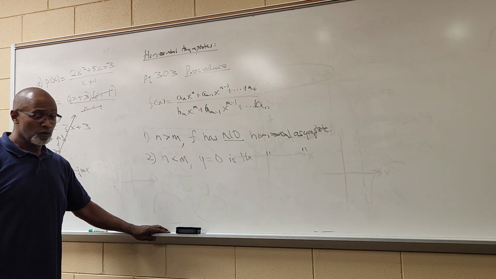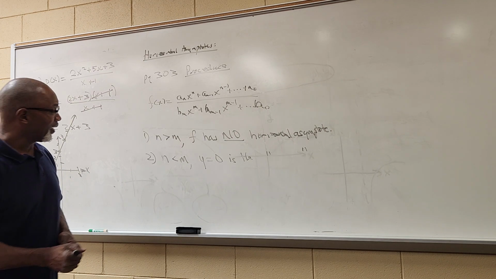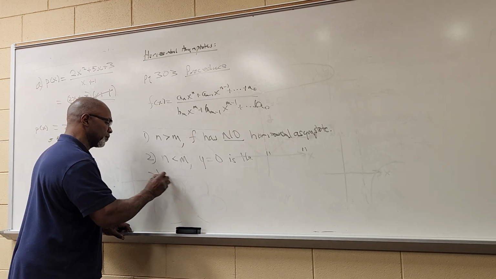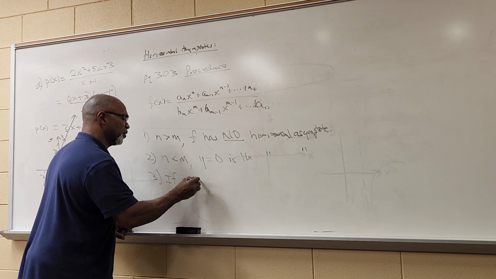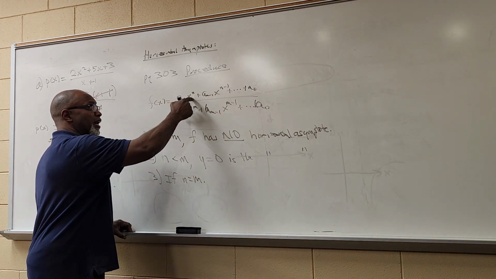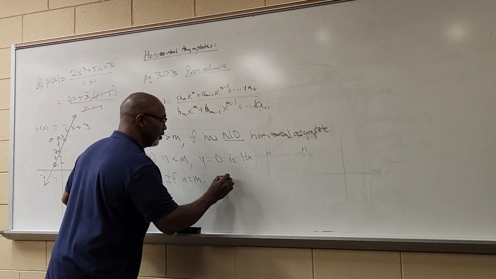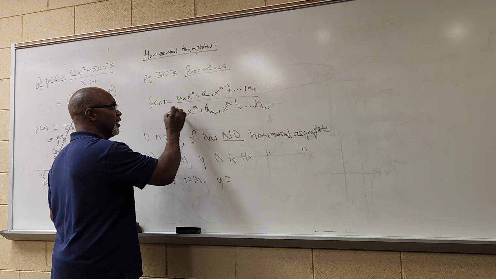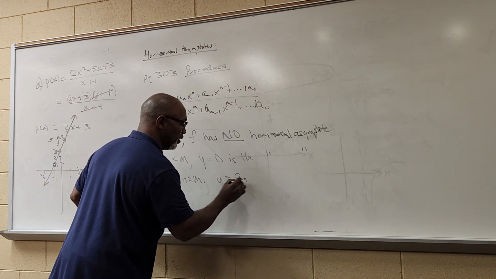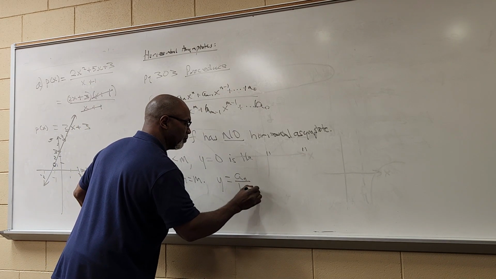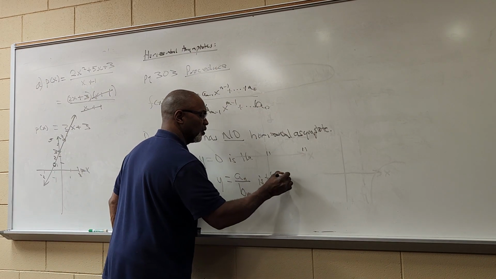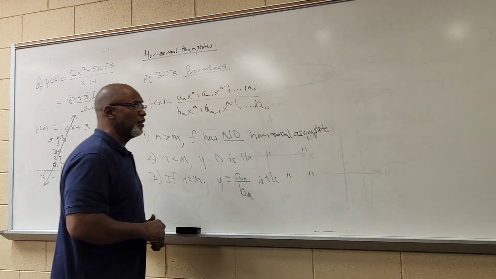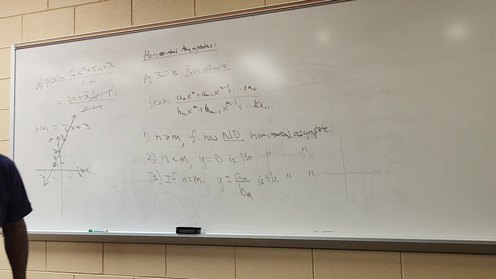And finally, number three, if N equals M, if the degree in the top is equal to the degree in the bottom, y equals the ratio of those leading coefficients. Y equals a_n over b_m is the horizontal asymptote. So those are my rules for horizontal asymptotes.